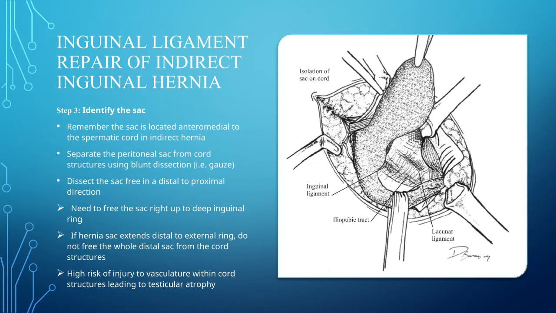sponge. Always dissect from distal to proximal. The goal is to free the sac completely right up to the deep inguinal ring. This is essential for achieving a true high ligation.